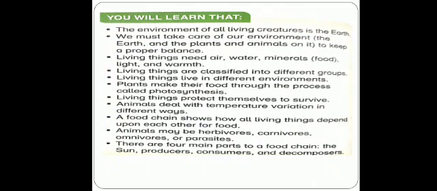Living things protect themselves to survive. Animals deal with the temperature variation in different ways. A food chain shows how all living things depend upon each other for food. Animals may be herbivores, carnivores, omnivores, or parasites. There are four main parts to a food chain: the sun, producers, consumers, and decomposers.